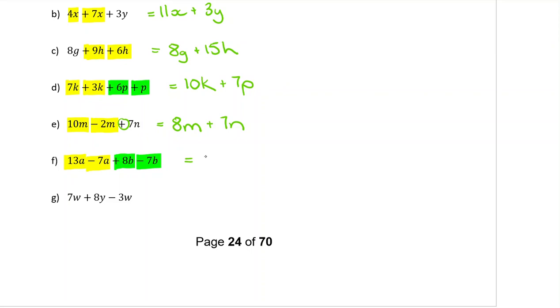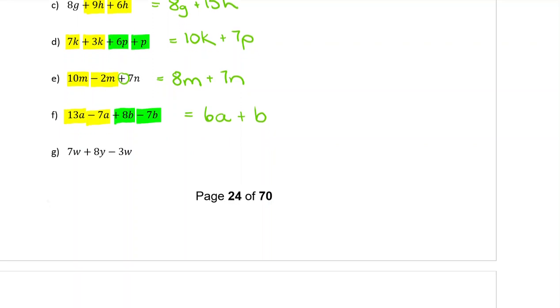13 take away 7 is 6a. Now I need to do the b's together, and I have 8 take away 7. 8 take away 7 is 1, and it's a positive 1, so it will be a plus 1b. Now, I'm not going to write the 1, because remember, the sneaky 1 in front of the b, we don't have to write it, and it's more simplified if we don't. So the best answer is 6a plus b.